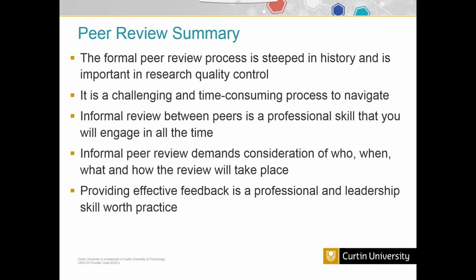Peer review demands consideration of who an appropriate peer would be, when the best time to commence the review might be, what it is that you want reviewed, and how the review and subsequent feedback will take place. Finally, providing effective feedback is a professional and leadership skill worth practicing through your time at university and beyond through your career.